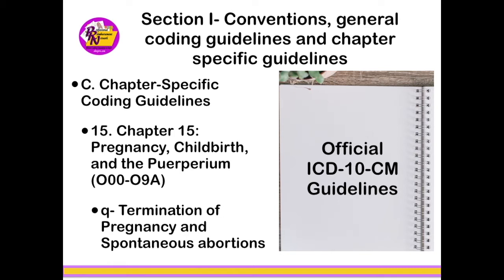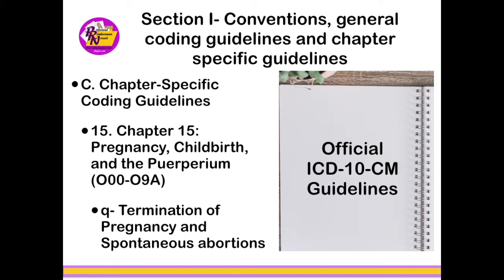Subsequent encounters for retained products of conception following a spontaneous abortion or elective termination of pregnancy without complications are assigned O03.4, incomplete spontaneous abortion without complication, or O07.4, failed attempted termination of pregnancy without complication. This advice is appropriate even when the patient was discharged previously with a discharge diagnosis of complete abortion.